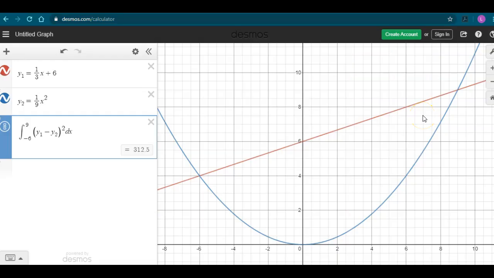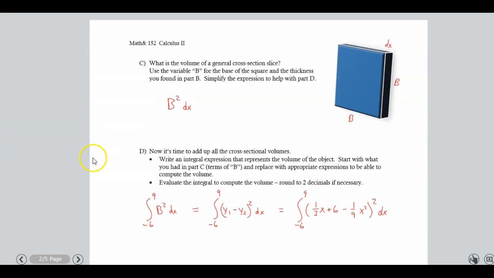All right, so putting those in Desmos, I just went with defining my y1, y2, and using that y1 minus y2 in my square to go ahead and compute that out. So I get 312.5. So we'll go ahead and put that back in the notebook. So 312.5 is what we're going to get for that final volume.